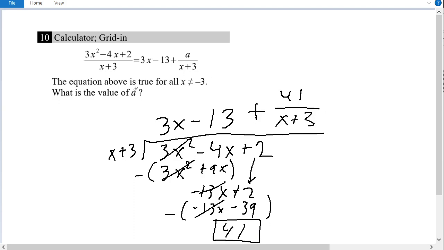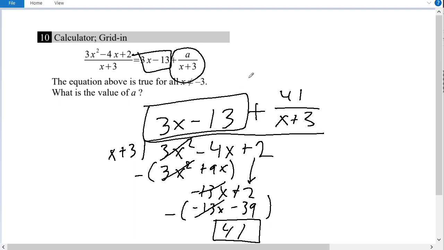So in this case, we can very easily see what the value of a is because we have our 3x minus 13 here, and our a over x plus 3 is the same as our 41 over x plus 3. Therefore, we know that a must equal 41.